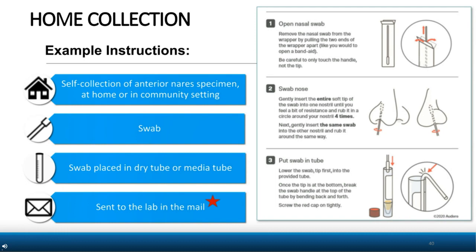Remember, we had that study that looked at the stability of the viruses being transported at 32 degrees as opposed to 40 degrees centigrade. And again, most of these will come with some instructions, as you can see on the right-hand side: carefully open the nasal swab so you don't contaminate the end that you're going to collect with. Gently insert it into one nares until you feel a little resistance. Swab it around about 4 times. Remove it, and then do the same thing in the other nostril. Place the swab tip first into the media, break it off, put the cap on it, and then put it in a mailer and send it to the laboratory.